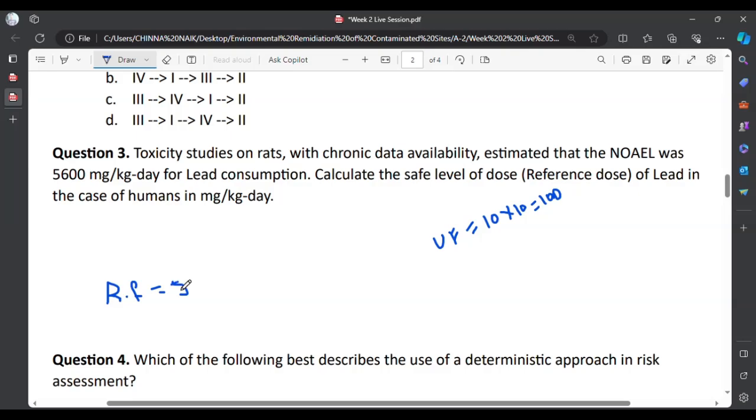56 units. Sorry, the units are the same, because whatever units are there for NOEL, the same units will come, since the uncertainty factor doesn't have any units. So reference dose is NOEL upon uncertainty factor, that is 5600 upon 100. So the answer is 56 milligram per kg per day.